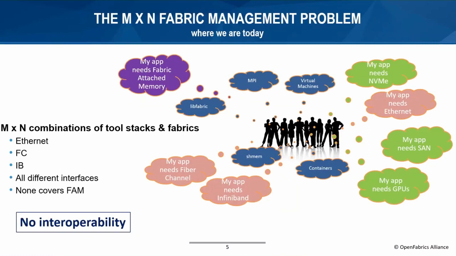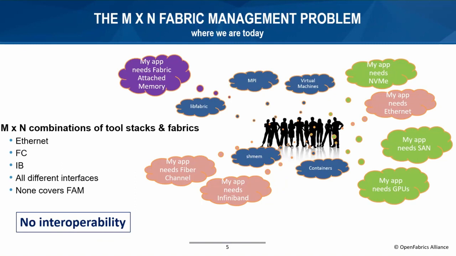So let's jump right into the problem statement. The industry has too many tool stacks running on top of a variety of fabrics. There's everything from Ethernet, Fiber Channel, InfiniBand, PCI Express, and there's a variety of applications and libraries and tool stacks that want to use these fabrics. And each fabric has its strengths and its own management tools.